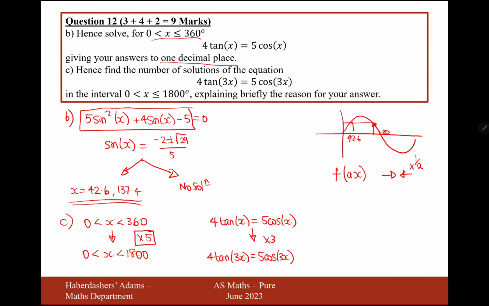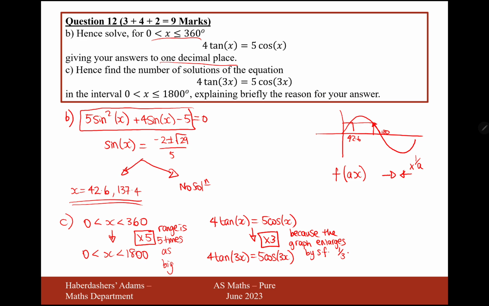So this is going to multiply our number of solutions by 3, because, and we need to write a bit of a reason here, the graph enlarges by scale factor 1 over 3. So we get 3 times as many solutions, and this is because the range is 5 times as big.